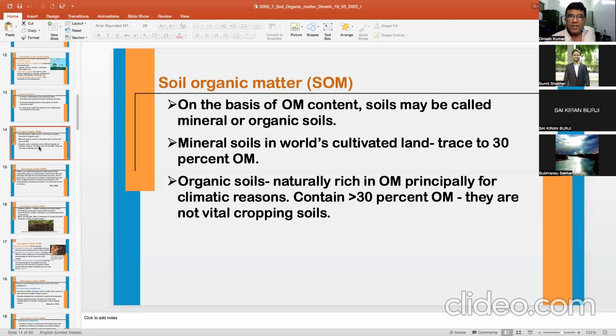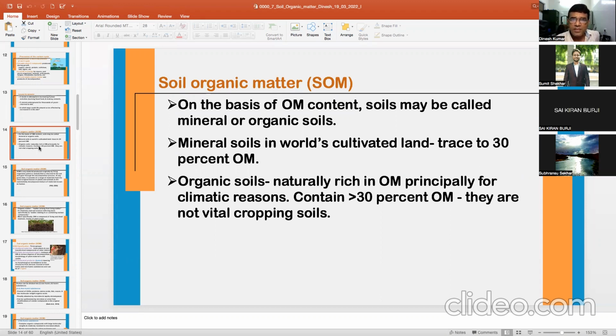Normally soils in India contain 0.5%, 0.4%, 0.6% organic matter, soil organic matter. But in Europe or in temperate countries, soil can contain 4%, 5% organic matter also. But it is very difficult to have 8%, 10%, 20%, 30% organic matter in cultivated soils. So actually non-cultivated soils, marshy lands, have higher organic matter content.